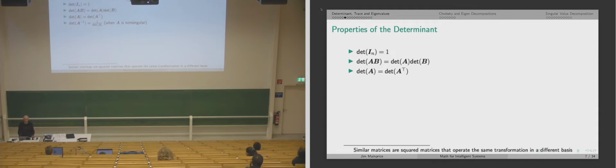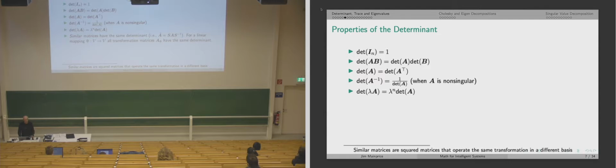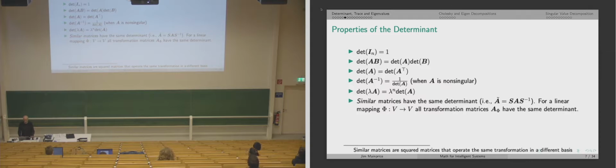That's only the case, of course, for non-singular matrices. The determinant of a scaled matrix is the scale raised to the power of the size of the matrix, times the determinant. And similar matrices, so we're going to talk about similarity a lot in this chapter. Similar matrices have the same determinant.